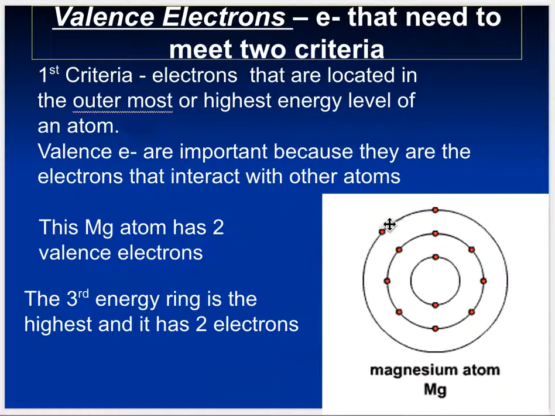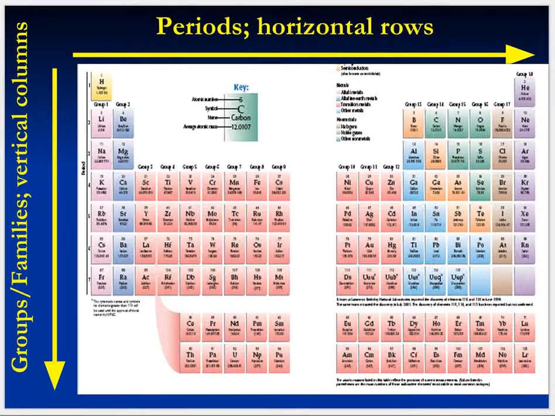If you have 2 valence electrons, you know that you're going to be able to find this element in group 2, because those are the ones with 2 valence electrons. And sure enough, when you look down here, group 2, there's magnesium, meaning it has 2 valence electrons.